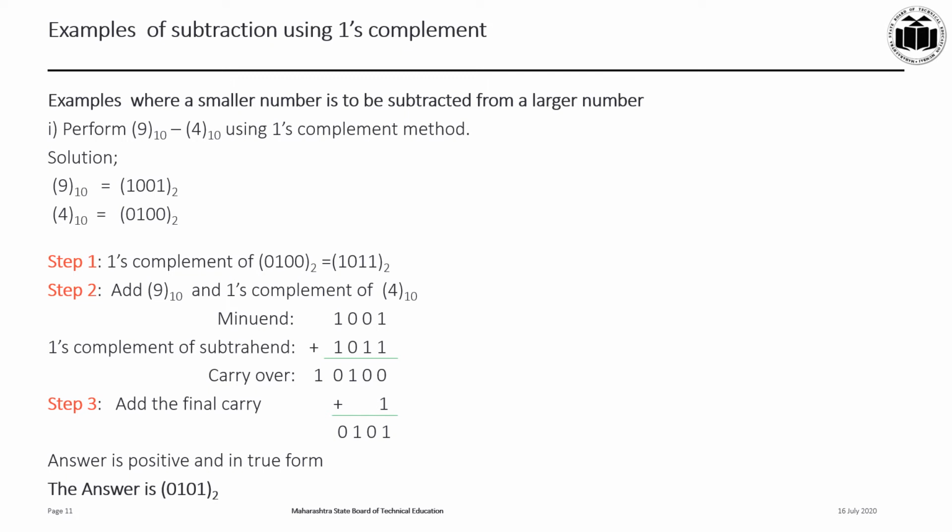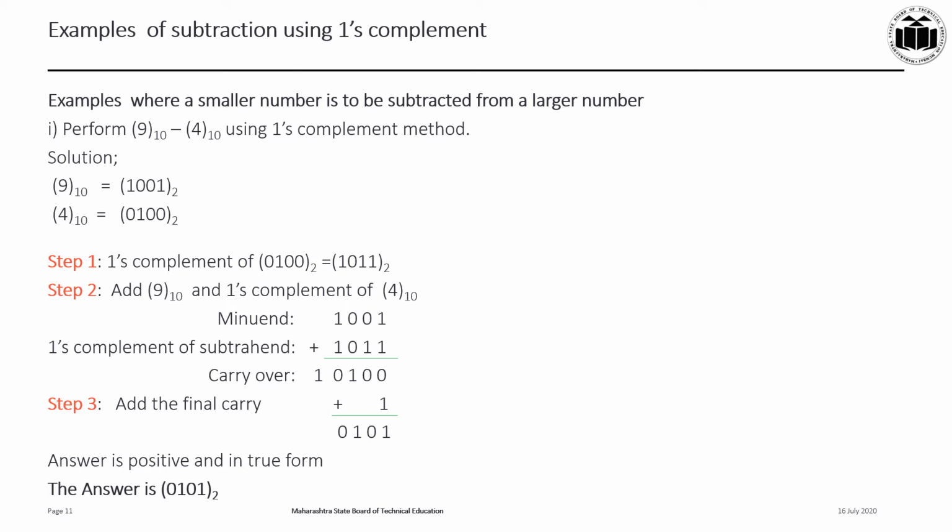Step 1 is to take the 1's complement of 0100, and it comes to 1011. In the second step, the minuend and the 1's complement of the subtrahend are to be added. When you do the addition, you get 0100 and a carry of 1. In step 3, you have to add the end-around carry, or the final carry.